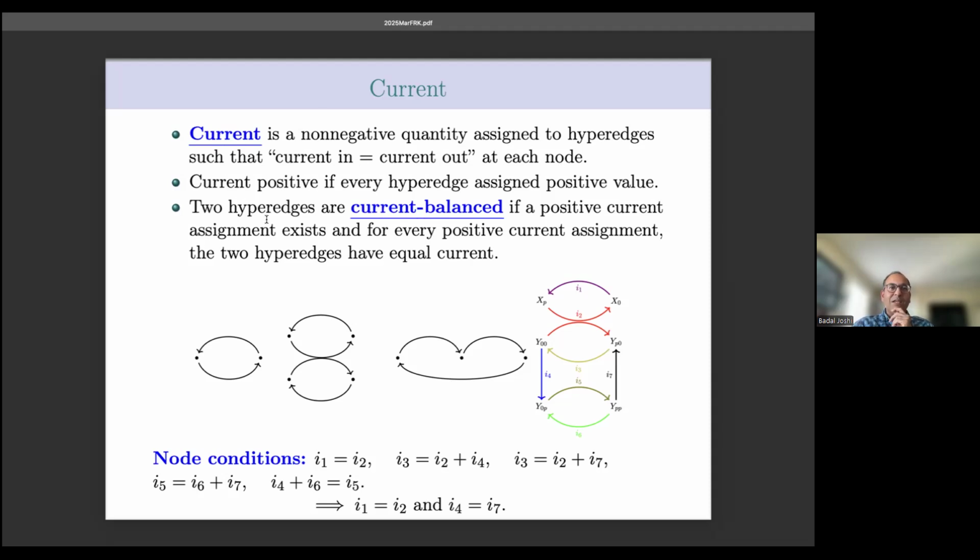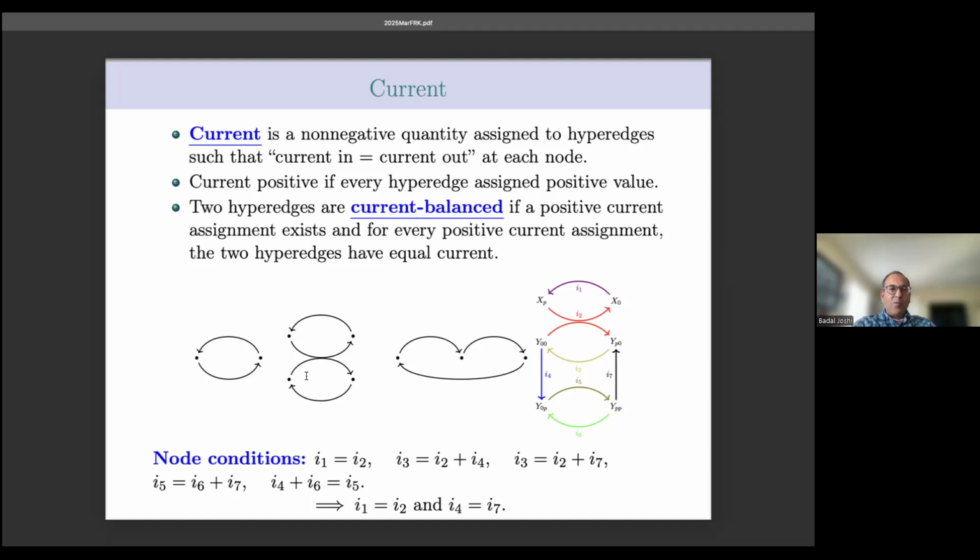Okay, so I'm going to say that two hyperedges are current balanced if a positive current assignment exists, and if for every such positive current assignment, the two hyperedges have equal current. So some examples of this, this cycle, a single cycle, right? I mean, the simplest reversible skeleton, the two hyperedges are current balanced clearly because at this node, I must have current in equal to current out. So the two hyperedges must have the same current.